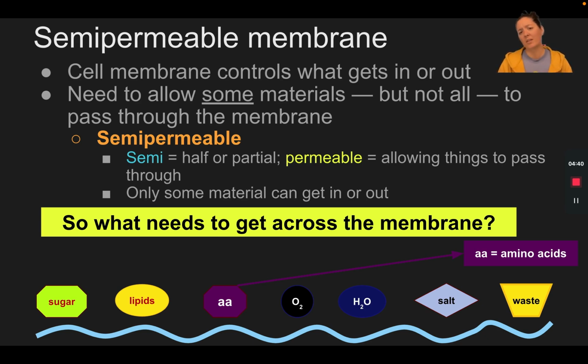So what are some of the things we need to get across our membrane into and out of our cell? We need sugars. We'll learn more about why we need sugars, but sugars are essentially fuel. We need lipids to help build molecules. We need amino acids to help build proteins. We need oxygen to help with cellular respiration. We need water as well for lots of different things. We need salt to help with some of our cell processes. And of course, waste needs to leave the cell after we go through cell processes.